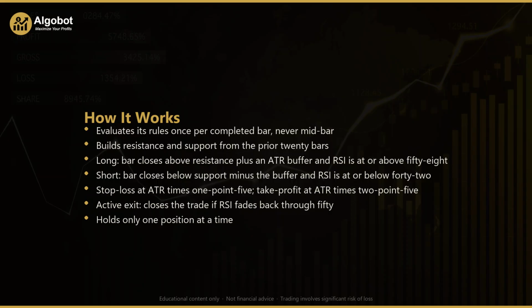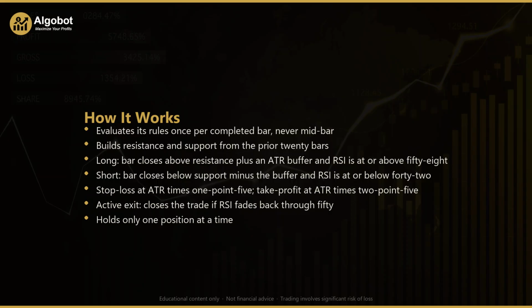When a long signal appears, the EA buys at the ask. It places the stop loss 1.5 ATRs below the entry, and the take profit 2.5 ATRs above it. That gives a reward-to-risk ratio of roughly 1 2/3 to 1. A short mirrors this, selling at the bid with the stop above and the target below.